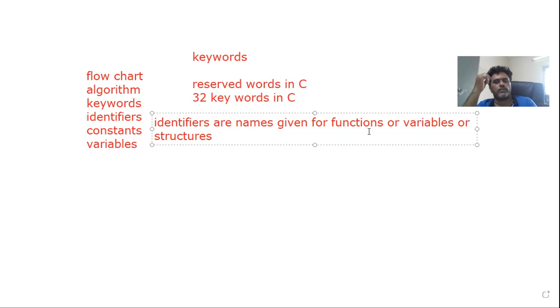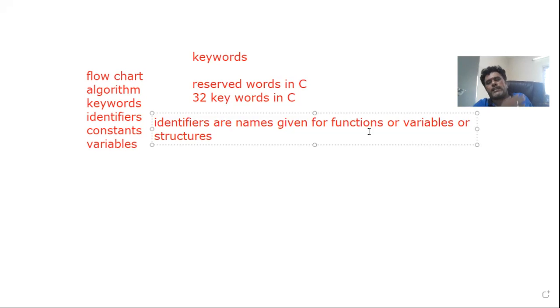For a variable, you have to give a name. For a structure, you have to give a name. For a function, you have to give a name. Those are called identifiers. In the main function, main is the identifier. So any function, any variable, any structure contains its name, its identity.